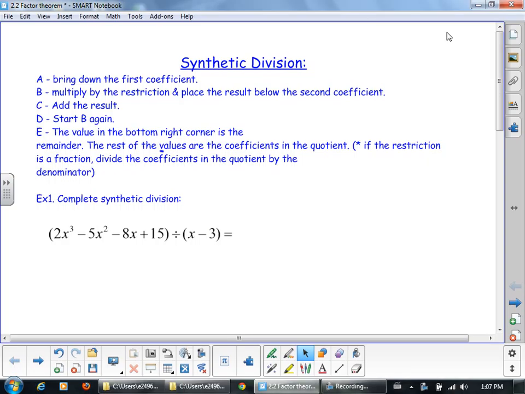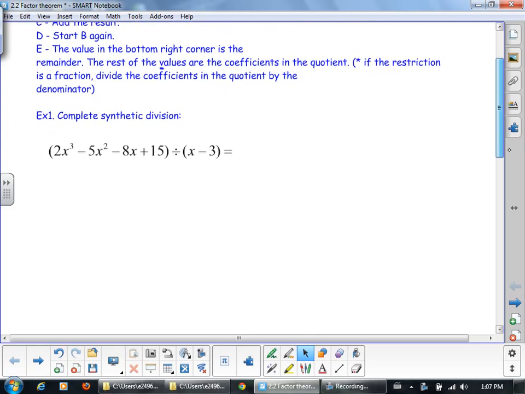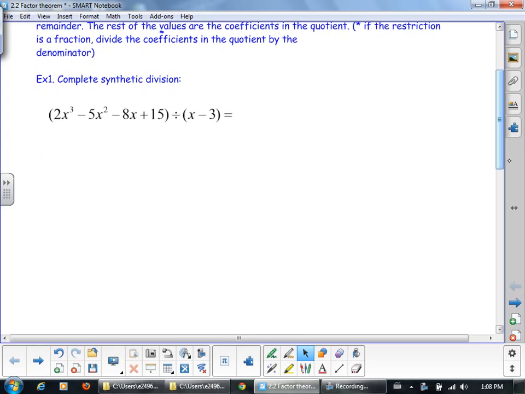Today we're doing synthetic division, which is the same thing as long division, except it's more efficient and easier. We're going to go straight to example 1, and we're just going to perform the long division of that example. So what you have right now is 2x to the power 3 minus 5x squared minus 8x plus 15, and we're going to divide that by x minus 3.